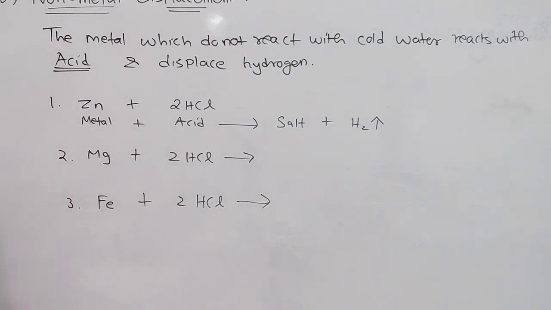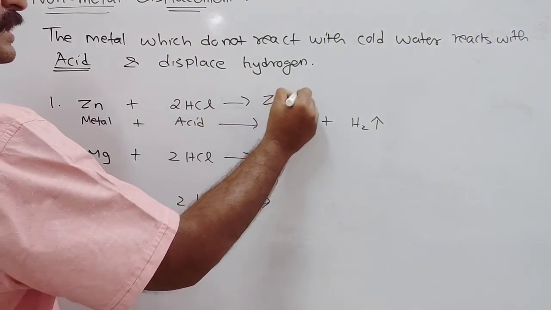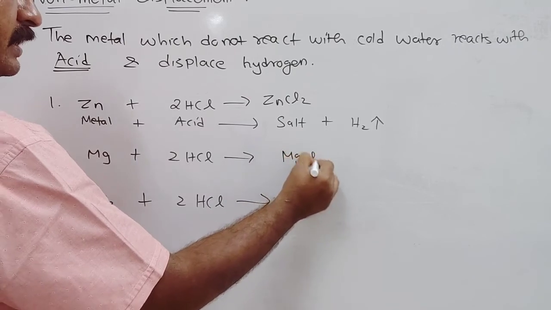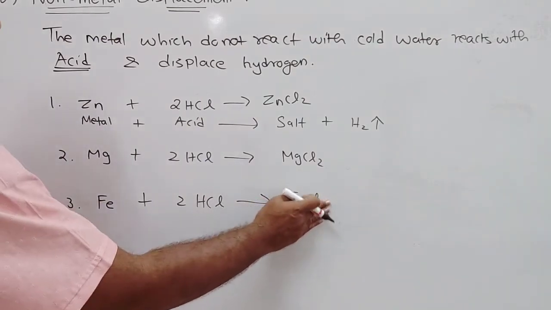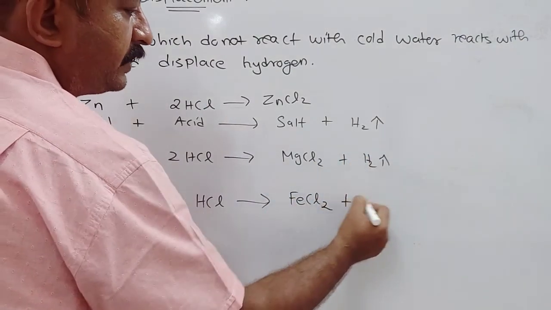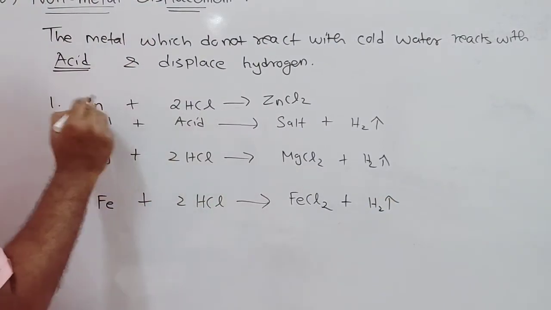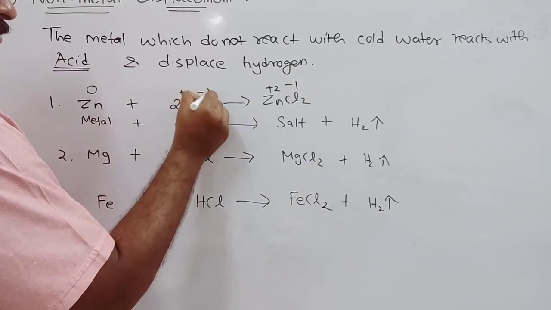Now in this case, the salt will be ZnCl2, in this case MgCl2, and in this case FeCl3. Understood? These are the salts which are formed: MgCl2, ZnCl2, and FeCl3, it will not be FeCl2, ferrous chloride. Plus in all the cases you will see there is liberation of H2 gas. Understood? So in this case, 0 elemental state, here plus 2, minus 1, plus 1, minus 1.